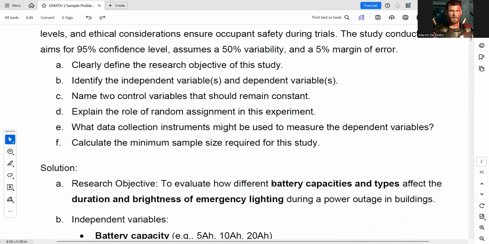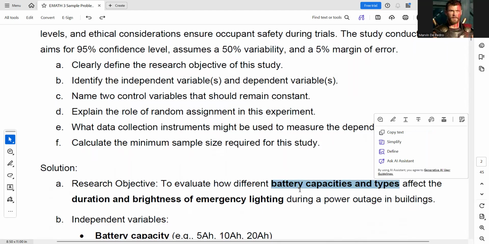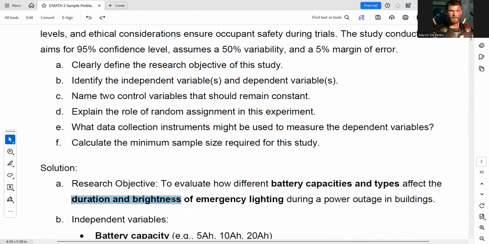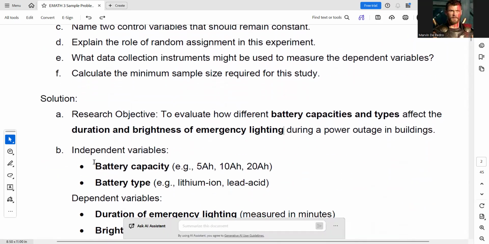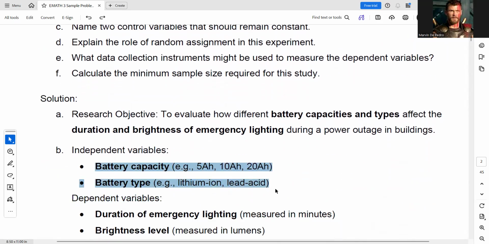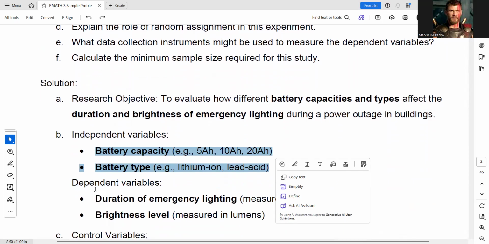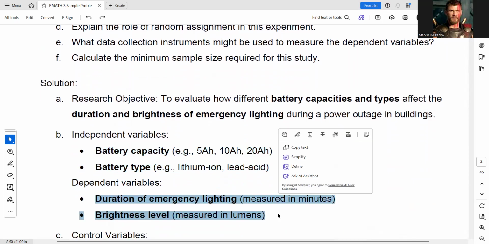So as you can see, the ones affecting the other thing are the battery configurations, or the battery capacities and types. Okay, and the one that is being affected is the duration and brightness of emergency lighting, right? So battery type and capacity, those are our independent variables. And our dependent variables, we have duration and the brightness.